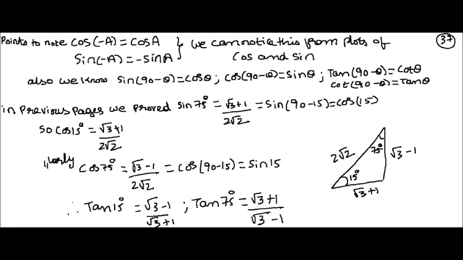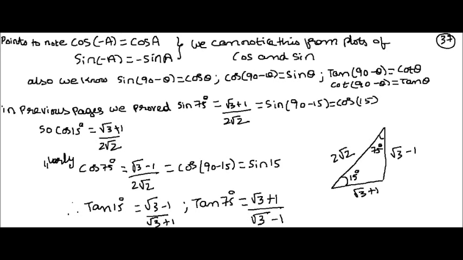Similarly, we proved before cos a plus b is cos a cos b minus sin a sin b. Now let b be equal to a, which results in cos 2a as cos a cos a minus sin a sin a, which is equal to cos square a minus sin square a. So again we proved cos square a minus sin square a.